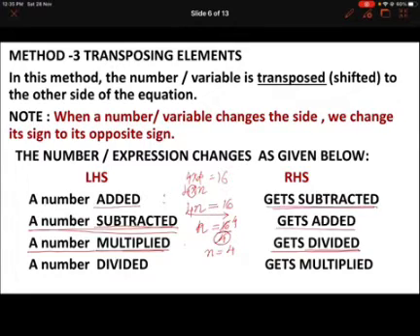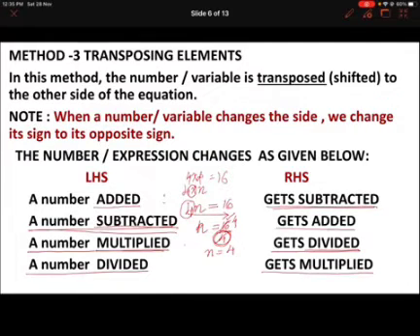I hope you understood, children. Here it was in the numerator, multiplied. It goes to the denominator and gets divided. But remember, 16 will not move. Please bear that in mind. The next one: if the number is divided on the left hand side, it gets multiplied on the right hand side.